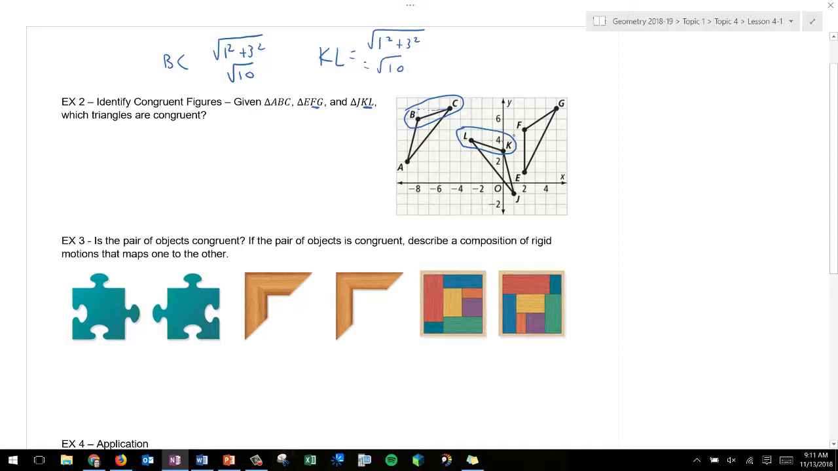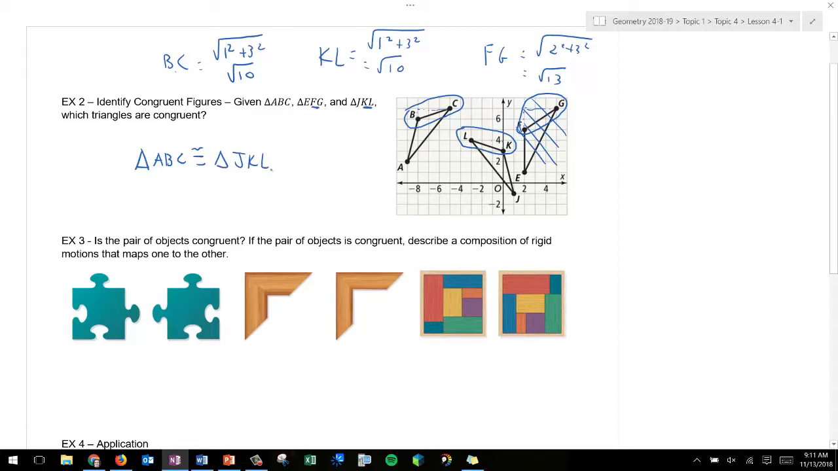And if I look at FG, it goes up 2 units and over 3 units. So FG is going to be 2 squared plus 3 squared, which is going to give me a square root of 13. So if you notice, BC and KL have the same measure. FG doesn't. So that tells me that this triangle doesn't match and that ABC and JKL are going to be our congruent figures here, since we know that it preserves distance. So triangle ABC is going to be congruent to triangle JKL.